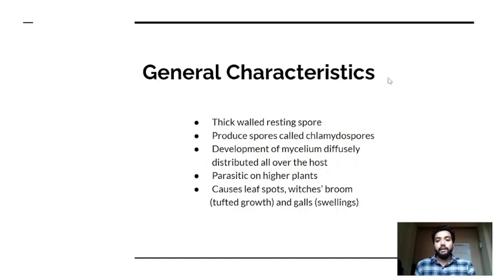If we come to the general characteristics of Ustilaginales, we will see that they produce thick-walled resting spores, and the spores that are produced by them are known as chlamydospores. Development of mycelium is diffusely distributed all over the host. They are parasitic on higher plants, as we have already seen in the earlier slide, and they cause leaf spots, brooms, known as tufted growth, and galls, meaning swellings.